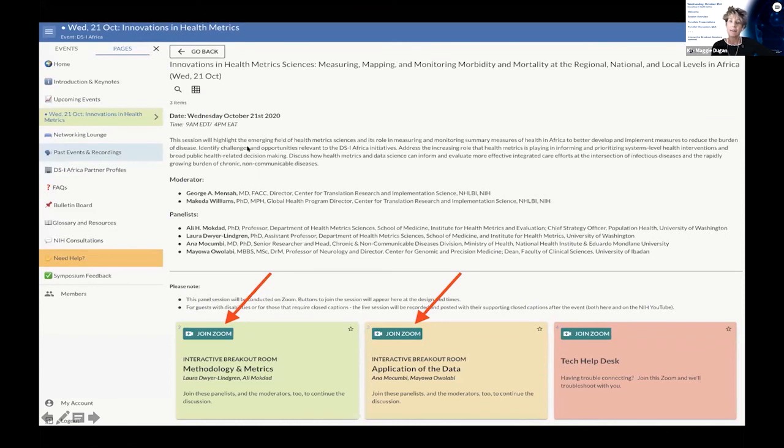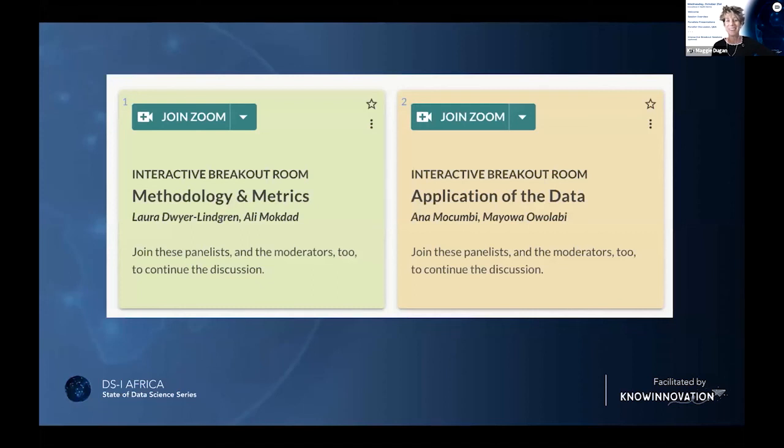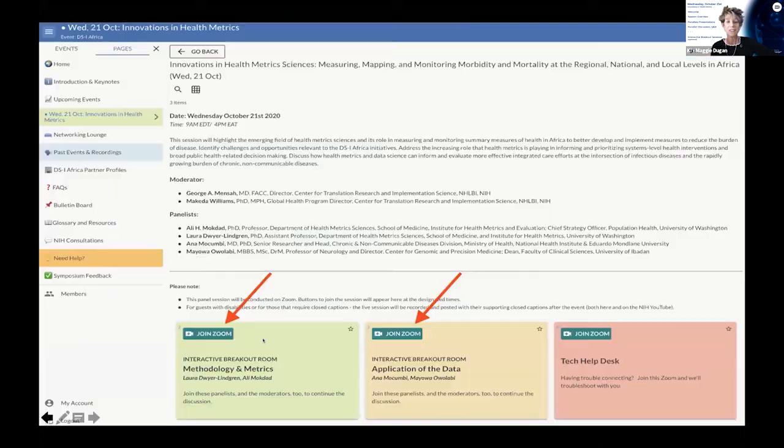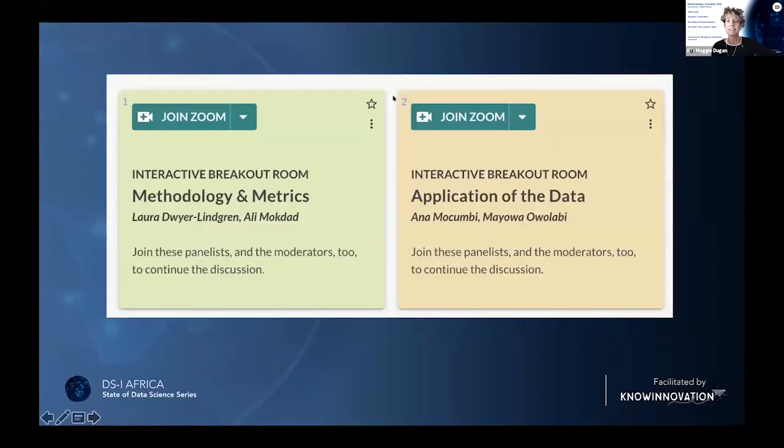If you go back to that page and scroll down, three Post-it notes have appeared and they look like this. The first leads to an interactive breakout room on methodology and metrics with Laura Dwyer-Lindgren and Ali Mokdad. The second leads to an interactive breakout room on application of the data with Anna Mokumbi and Mayowa Olabi. They have two different sessions that you could attend, where you could convene with the panelists and other participants to continue the discussion. They'll be at the bottom of the page. There's also a tech help desk if you have any questions. Otherwise, you're welcome to join one of those sessions.